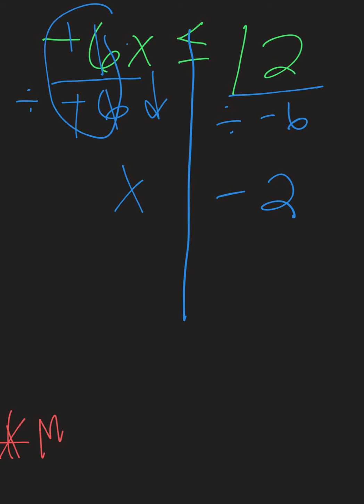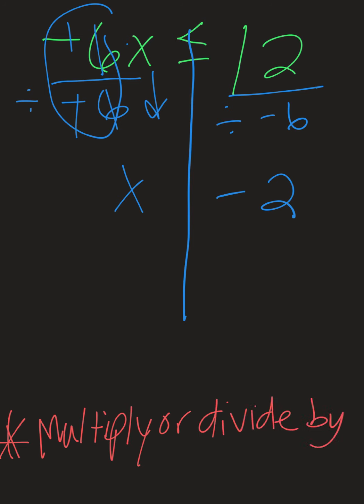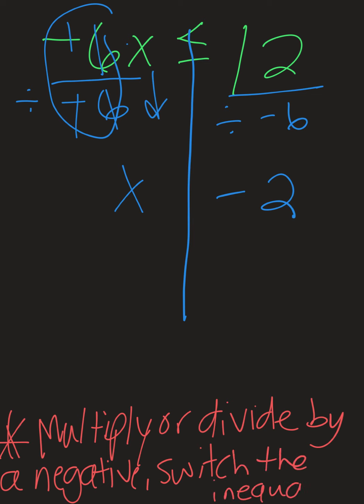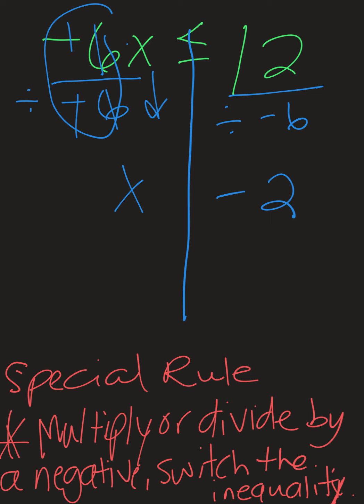Now, when we do this, if you multiply or divide by a negative, switch the inequality. Put this in that special spot. Make sure you write this in the spot that says special rule, okay? We're going to switch our inequality. What I mean by that is this is currently a less than or equal to symbol. I'm going to switch it to a greater than or equal to symbol, okay? I flip the direction when I multiply or divide only by negatives, only when it's by a negative, okay?